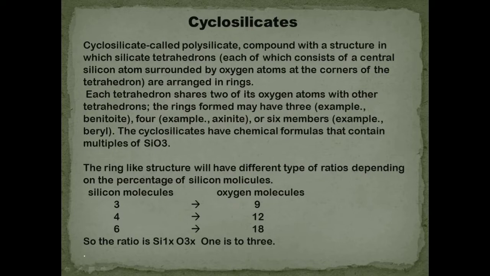The ring-like structure will have different ratios depending on the number of silicon atoms. If it has 3 silicon atoms, then it will have 9 oxygen atoms. For 4, there will be 12 oxygen atoms. Silicon with 6 atoms will have 18 oxygen atoms. So the ratio is silicon 1x, oxygen 3x, so 1 is to 3.